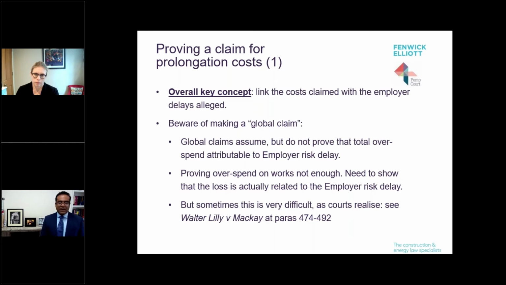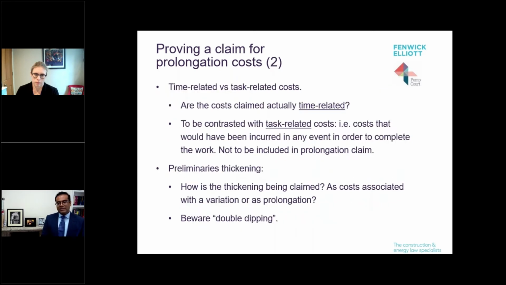Second point is to make a distinction between time-related costs and task-related costs. Time-related costs are those costs that you incur simply because you are on site. So some types of management need to be on site from the beginning to the end of the job. You will need to incur premiums for insurance during that period. You'll need a site office, etc., etc.